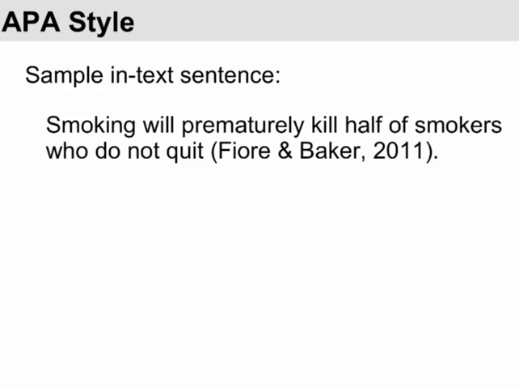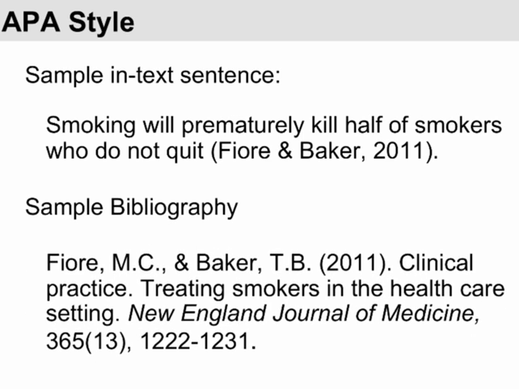The American Psychological style, or APA style, is often used in psychiatry and clinical psychology journals. Rather than using in-text citation with numbers, the APA style uses the author's names and the date of publication of the article. So, for example, in our sentence, "Smoking will prematurely kill half of smokers who do not quit," the reference will refer to the author's names and the date of publication of their article. And in the bibliography or references, you will find the author's names are arranged alphabetically by author's last name and then the date of publication.